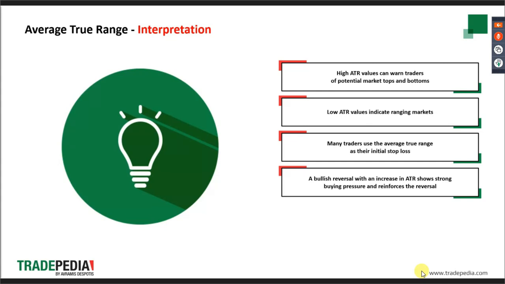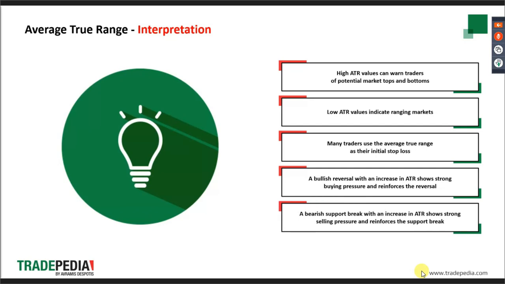Okay, so if you see a bullish reversal with an increase in ATR, it shows a strong buying pressure and reinforces the reversal. So for example, what we mentioned about the bands and specific candlestick patterns, and then you add on top a strong ATR, maybe another, in total you might get 50% confirmation of whether you would like to take the trade. And a bearish support break with an increase in ATR shows how strong the selling pressure is, and it reinforces the break.